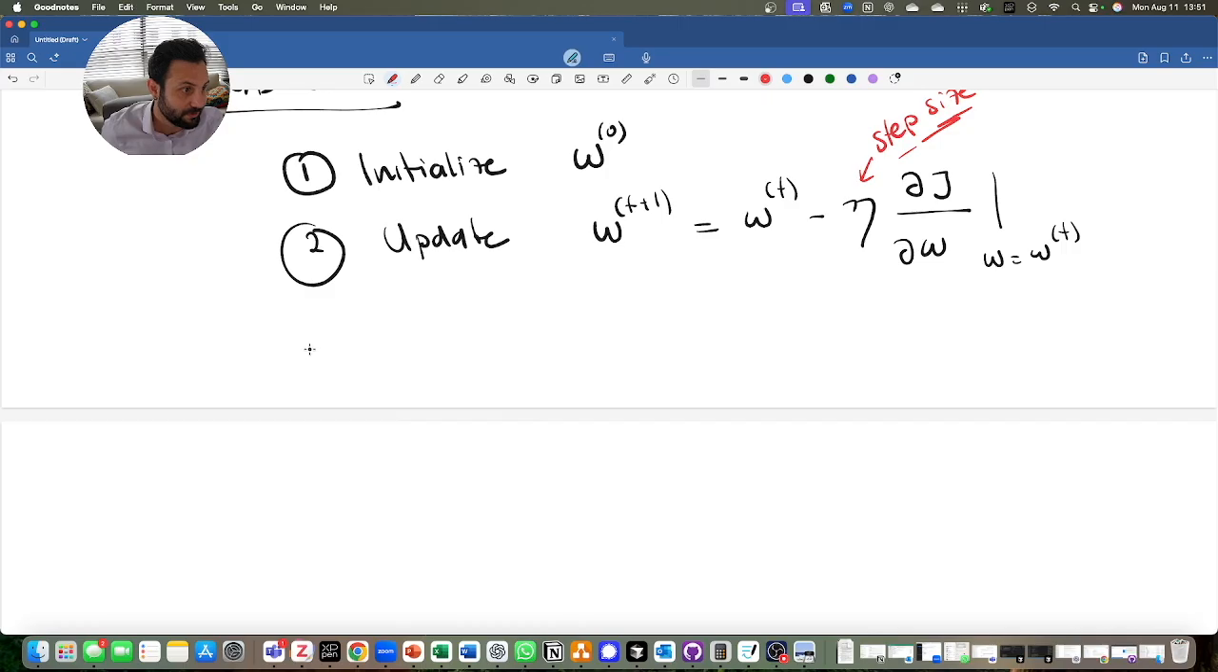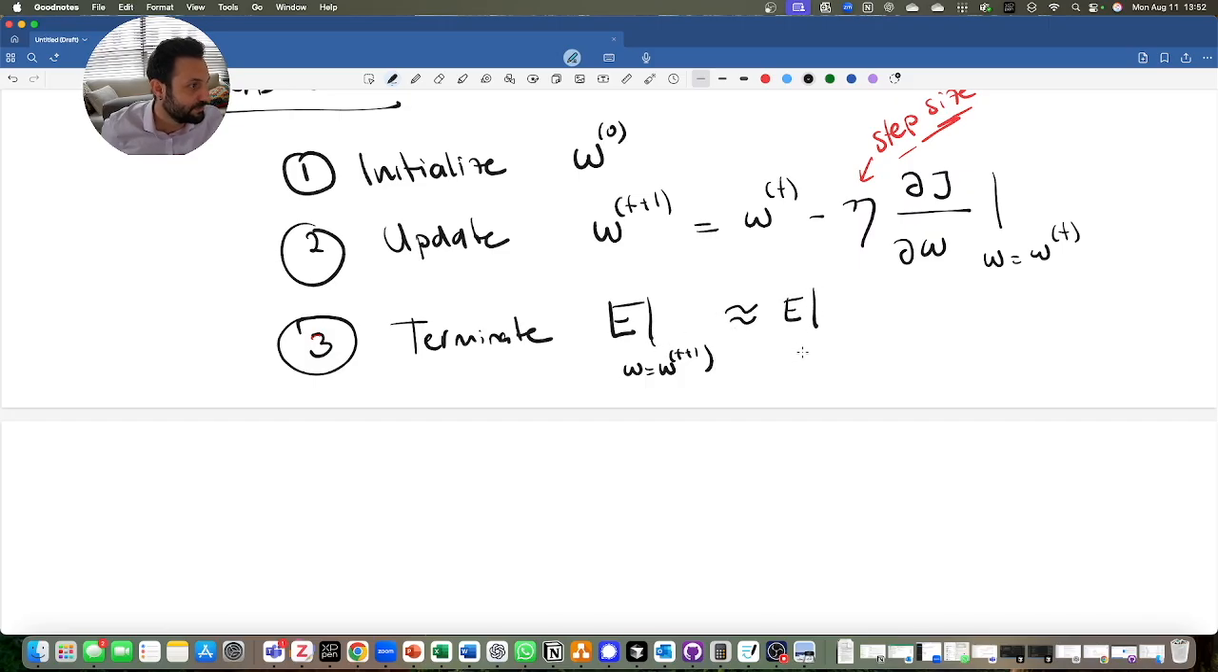design your training methodology. And let me add finally three: terminate when error evaluated at w equals w_{t+1} is almost equal to error evaluated at w_t, right? So this is evaluated at, pronounce this, evaluated at. Sorry, my handwriting can be off sometimes.